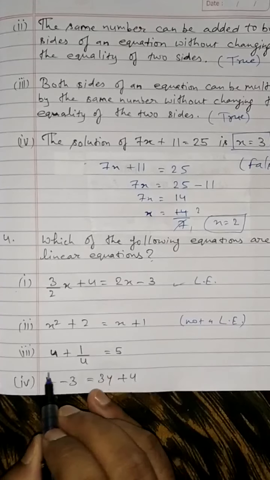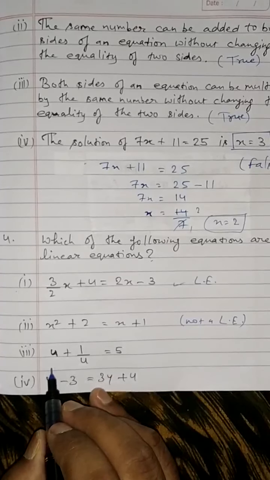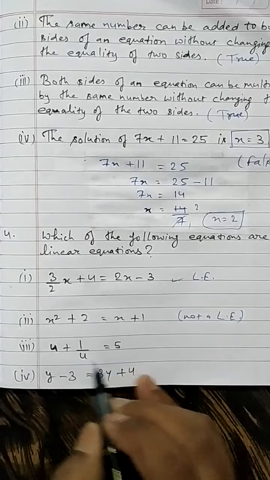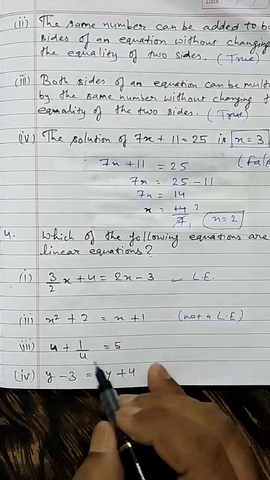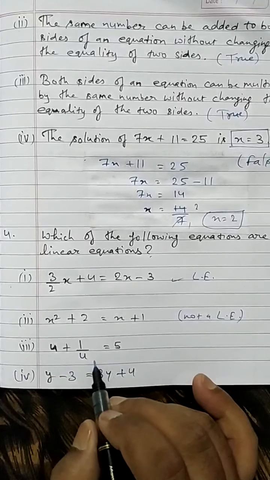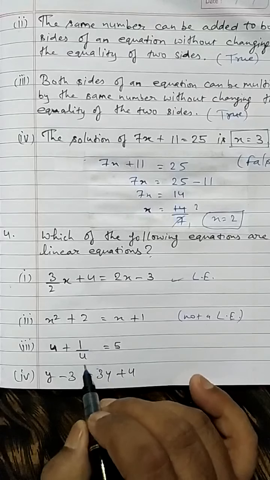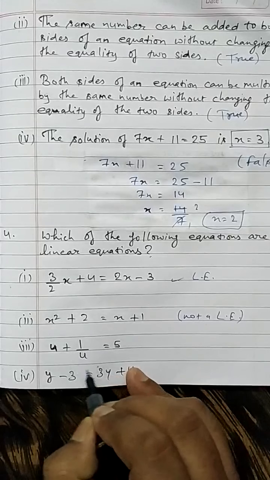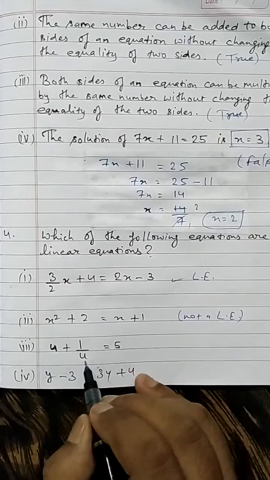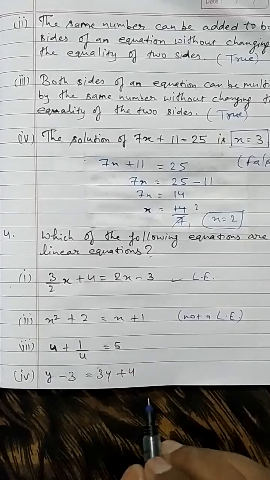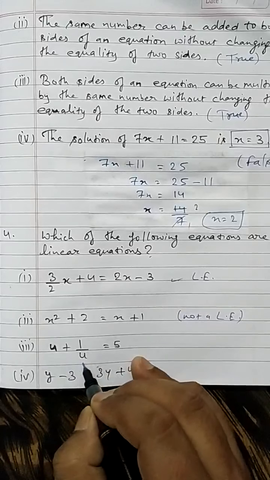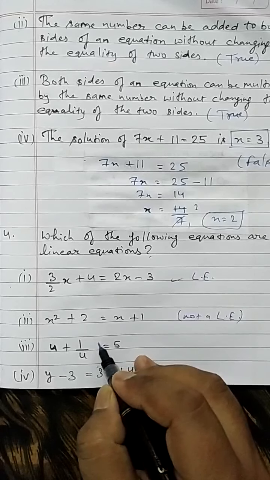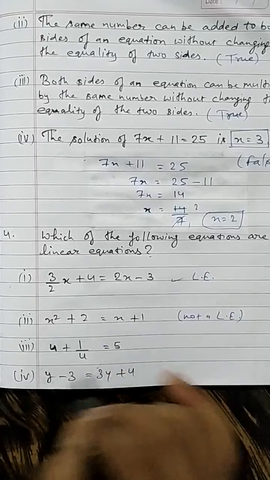Next, this is third part. This is u plus 1 upon u is equal to 5. So students, a linear equation should not have a variable in the denominator. If any equation has a variable in the denominator, this is not a linear equation. When this variable comes to the numerator, it changes its power. The sign of the power gets negative. So this is not a linear equation.